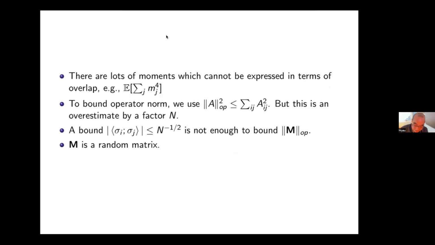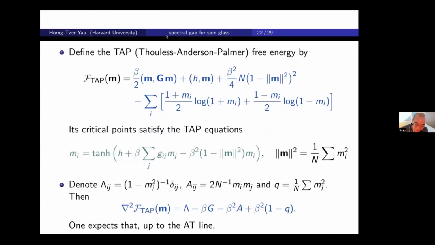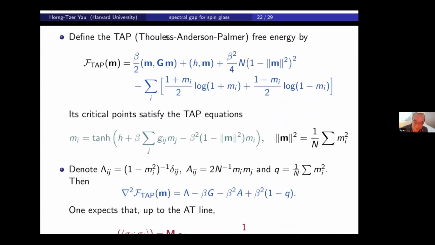But that's why it makes the problem much harder, because of this overestimate by a factor of n. And now the last thing I want to explain is that M is a random matrix. So why is M a random matrix? Let me explain.